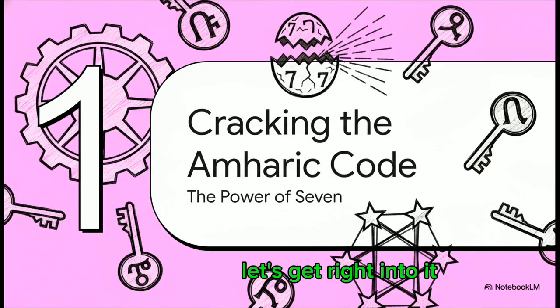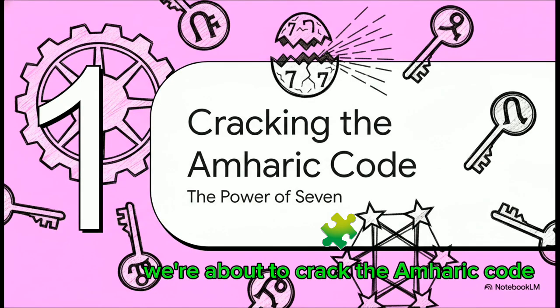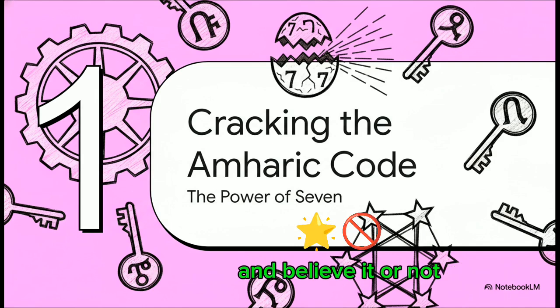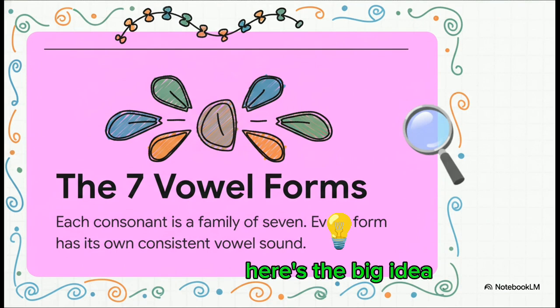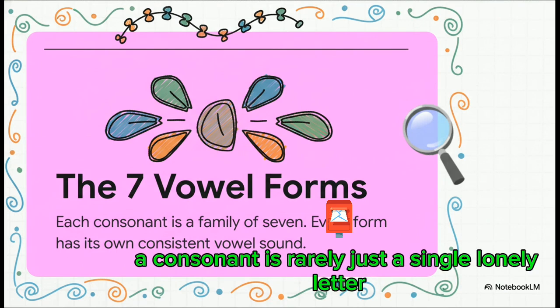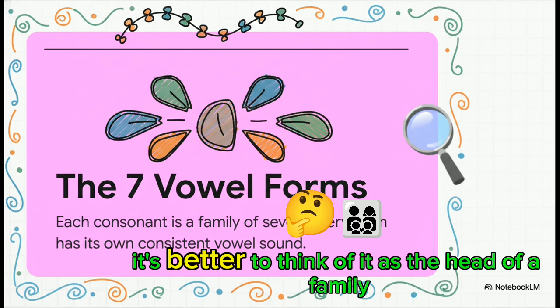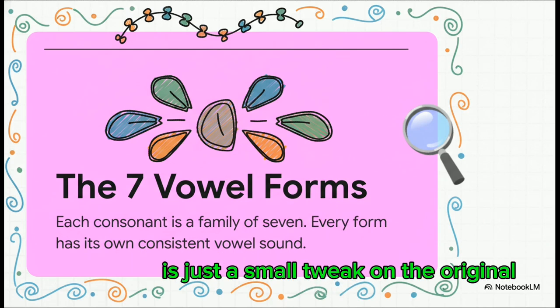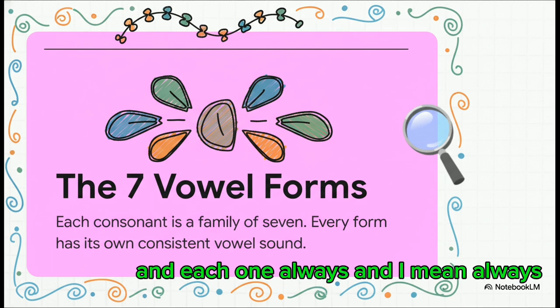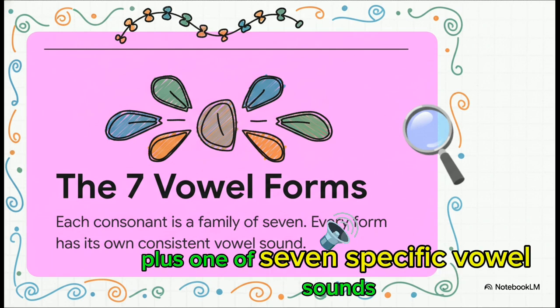So let's get right into it. We're about to crack the Amharic code. And believe it or not, it all comes down to the power of one number. 7. Okay, so here's the big idea. In Amharic, a consonant is rarely just a single lonely letter. It's better to think of it as the head of a family of 7. Each member of that family is just a small tweak on the original, and each one always, and I mean always, stands for the consonant plus one of 7 specific vowel sounds.